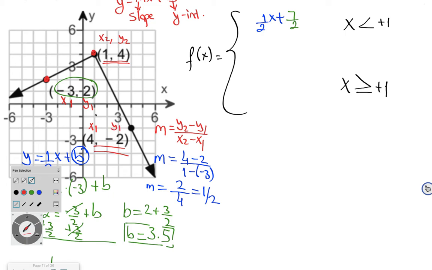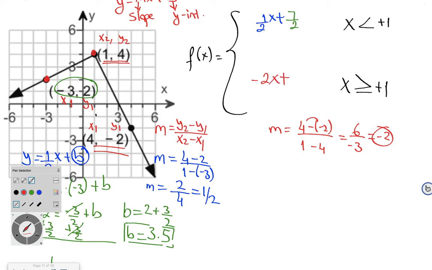Let's find the slope. 4 minus -2 over 1 minus 4. From here, if you distribute, you will get positive 6 over -3, which is equal to -2. This is your slope.